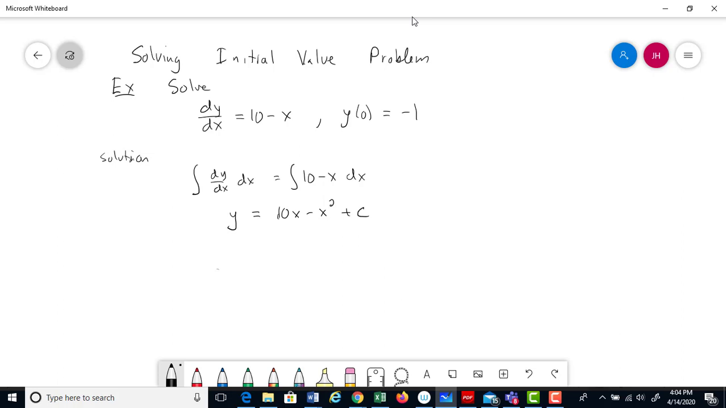So so far this is our function. The derivative of this is this. We've got that, but I still need it to go through 0, negative 1. So now I'm going to find c. y of 0 is equal to negative 1, so that means y is equal to negative 1 when you plug in x equals 0. So 10 times 0 minus 0 squared plus c. So this says c is equal to negative 1. Therefore, the equation that has these two properties is y equals 10x minus x squared minus 1.